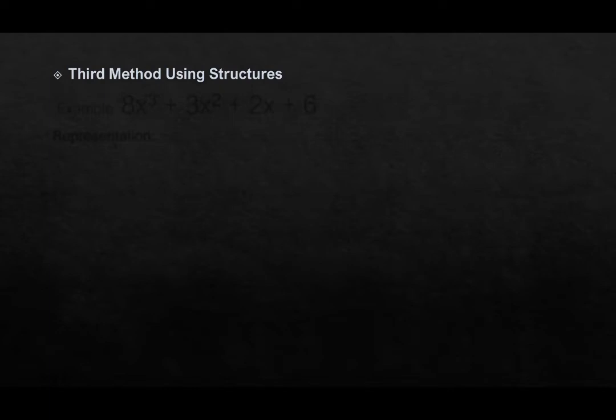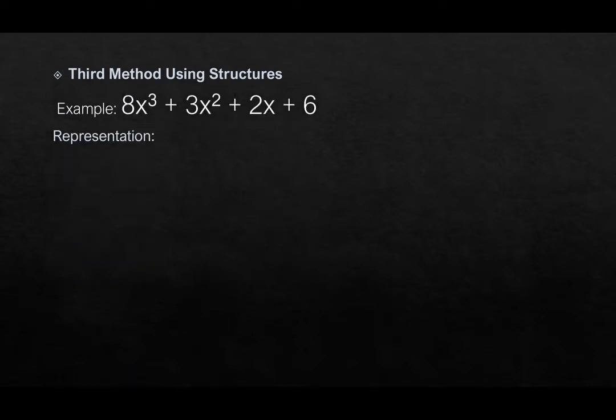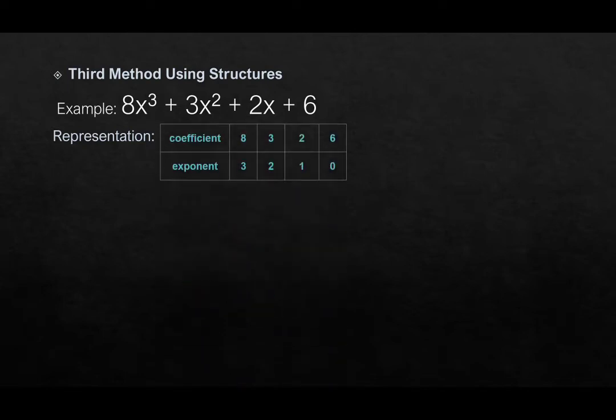Last and third method. Here we use a two-dimensional array to represent both coefficient and exponent in a polynomial. Here is an example: 8x cube plus 3x square plus 2x plus 6, and the array representation is like this.